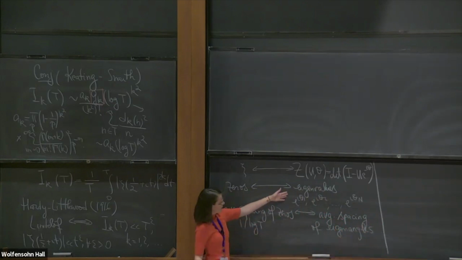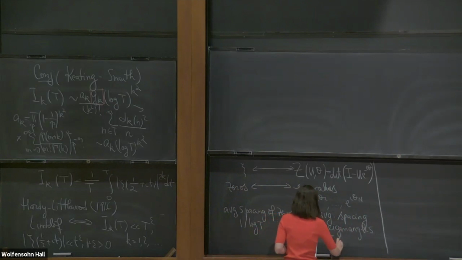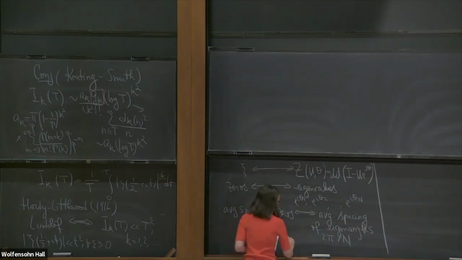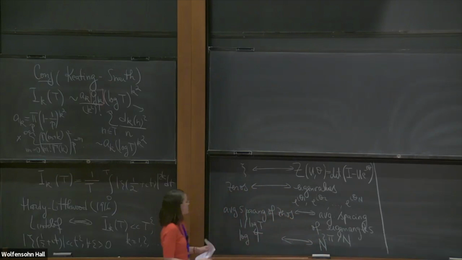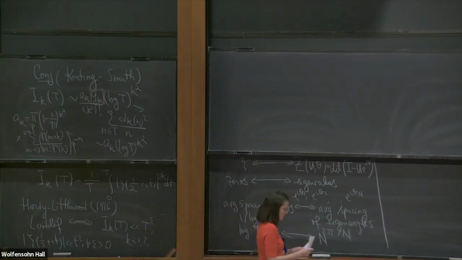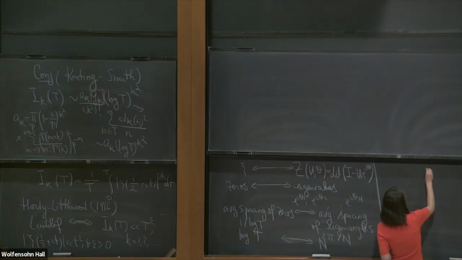And we have n eigenvalues, so that should be 2 pi over n. So then log t corresponds to n. So we have this relationship between the integral, the height, and the size of the matrix. So then what they did is they looked at the integral over the unitary group of the characteristic polynomial.